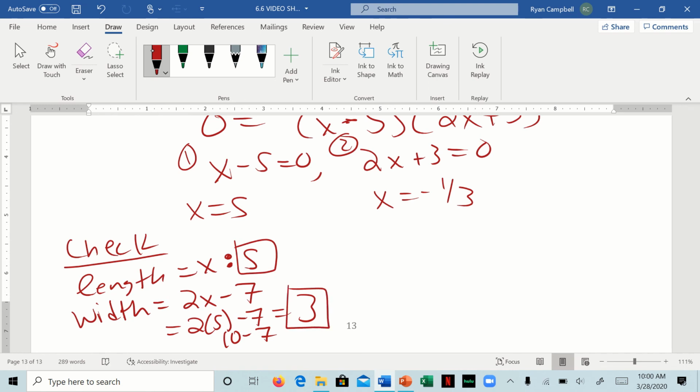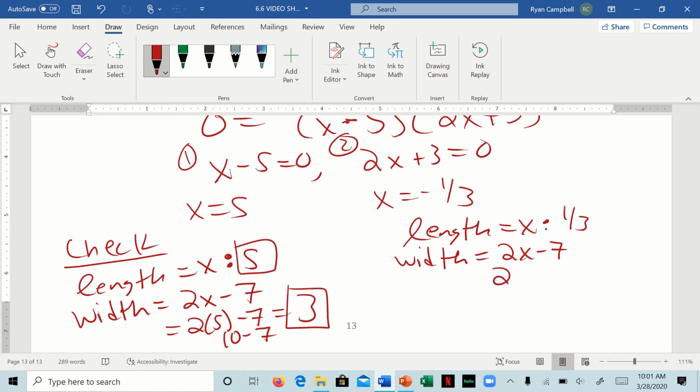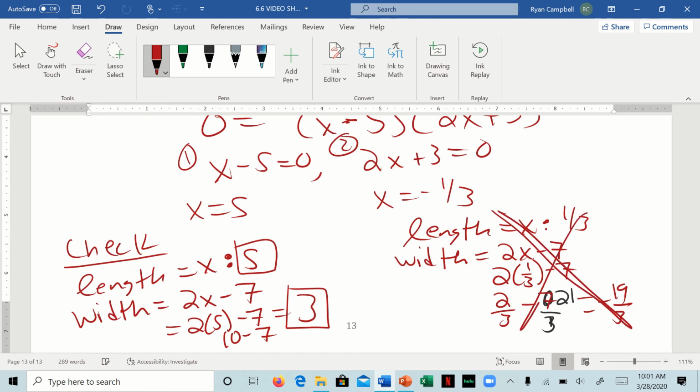Let's check the other one. In the other one, we say the length is x, so that's negative 3/2. The width is 2x minus 7, which would be a negative number, right? But can you have a negative width? No, that doesn't make any sense, right? So this one is not the case.